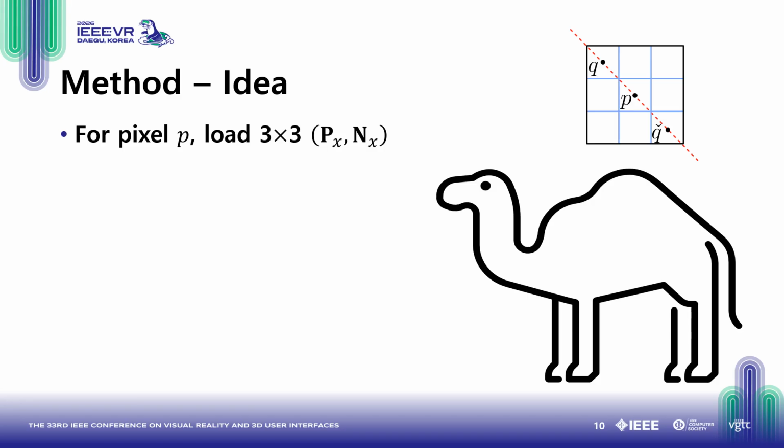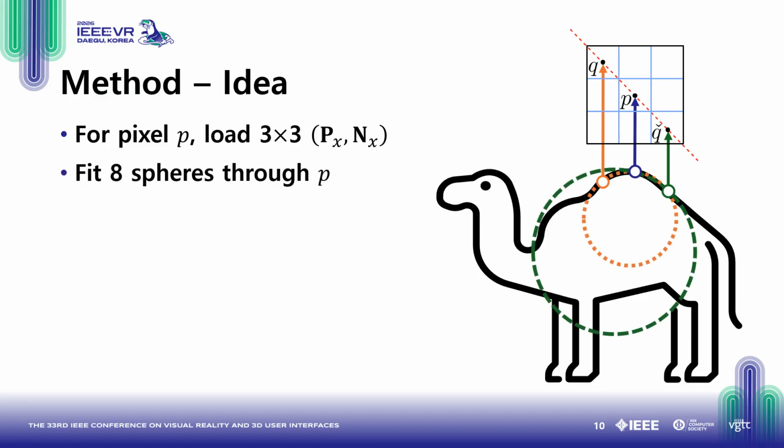Let's take the example of a single pixel P while rendering a camel. We load a 3x3 pixel region around pixel P, consisting of the 3D position and normal vectors from the respective G-buffers. For our example, we focus on an arbitrary 3-pixel slice of our 3x3 grid. Then, for every neighboring pixel of P, which we call Q hat, we fit a sphere on the position and normal of P and Q hat.